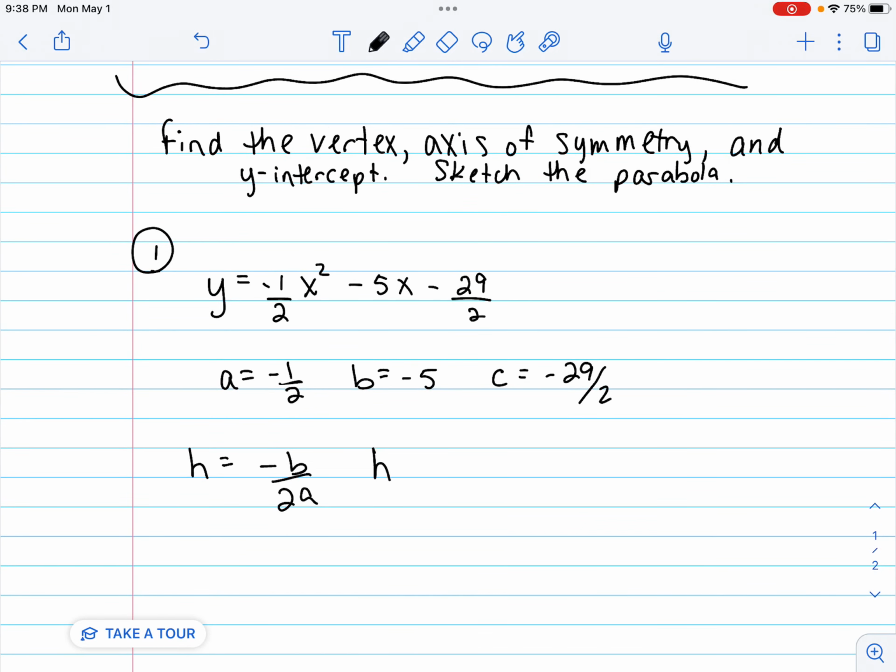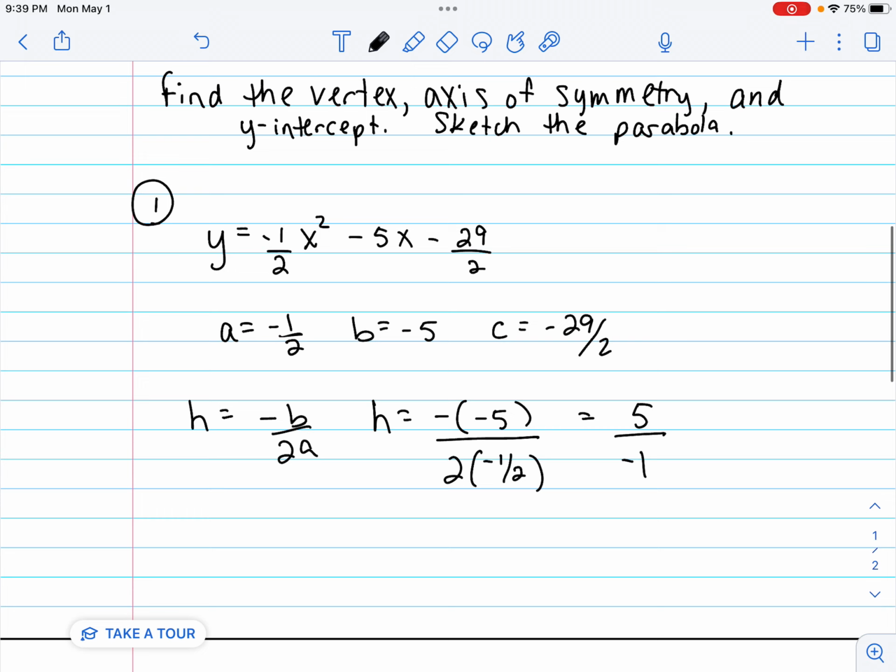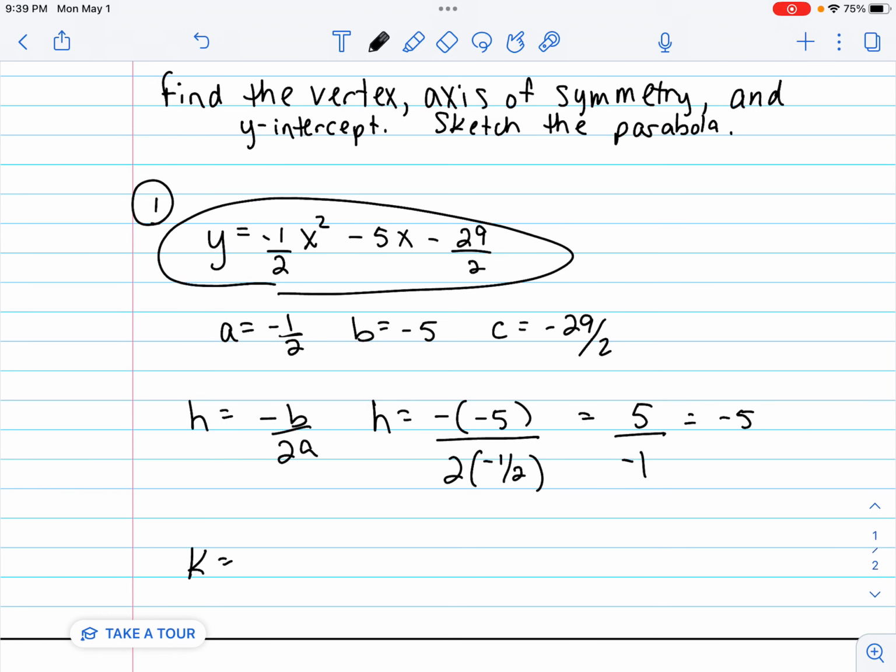In this case, h is negative negative 5, so positive 5, over 2 times a, which is negative 1/2. So the top is positive 5. 2 times negative 1/2 is negative 1. And you're going to want a scientific calculator to do these problems. That'll make it a lot easier, unless you can do a lot of this in your head. So then 5 divided by negative 1 is negative 5. So that's our h.